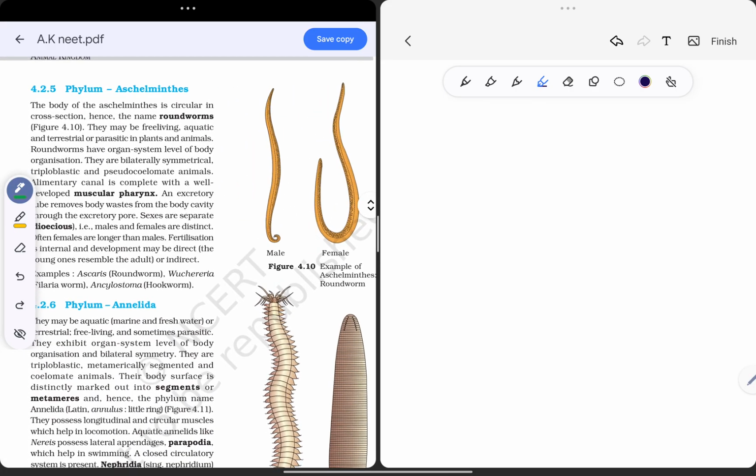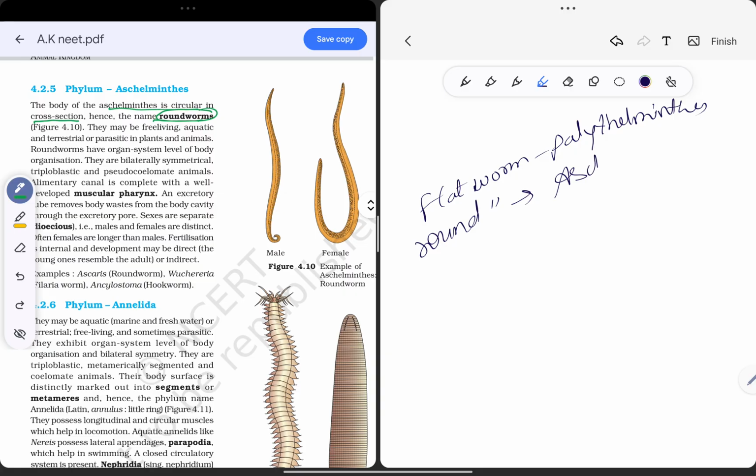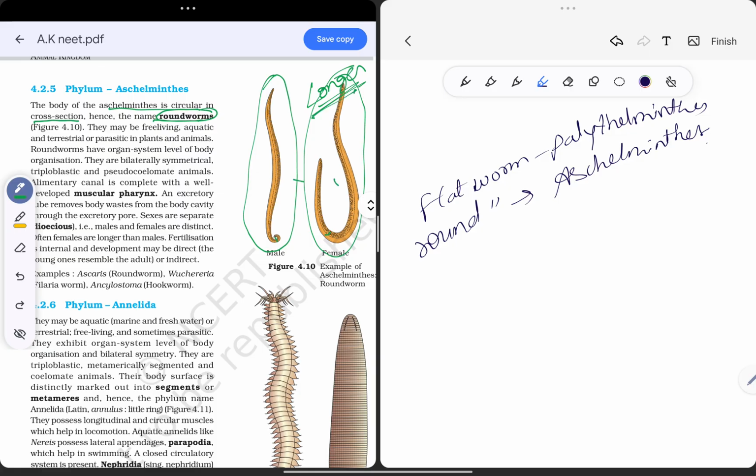Aschelminthes. The body of Aschelminthes is circular in cross section, hence the name roundworm. Remember this: who is called flatworm? Platyhelminthes is called flatworm. Who is called roundworm? Aschelminthes is called roundworm. In Aschelminthes, the male is shorter and the female is longer. They might give you two structures and ask which one is male and which is female. The longer one is female and the shorter one is male.